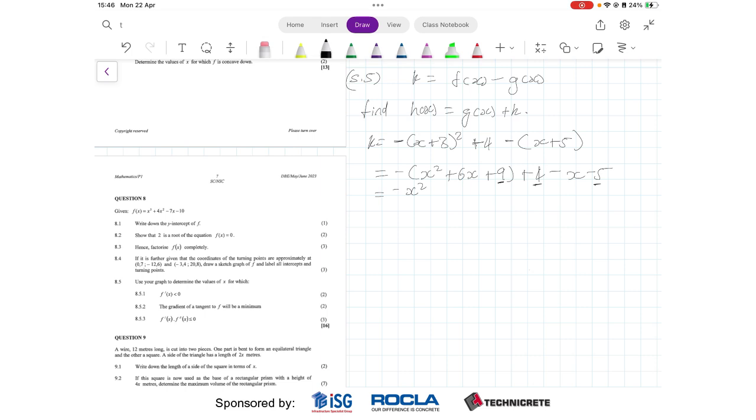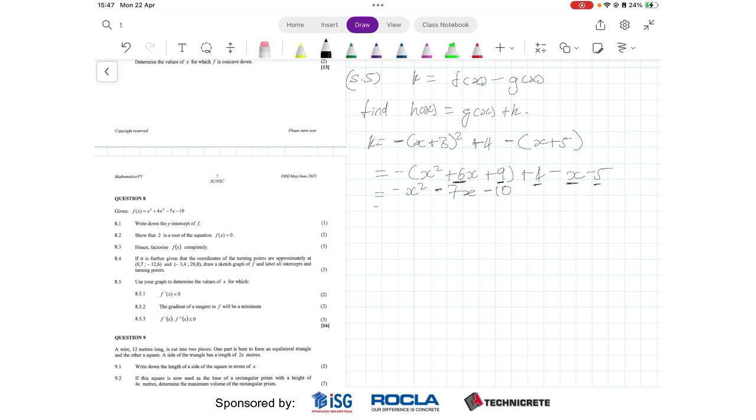Okay, this will be minus 6x minus x, that's going to be minus 7x, and then it's going to be minus 9 plus 4, that's going to be minus 5. Okay, minus 5 minus 5, that's minus 10.